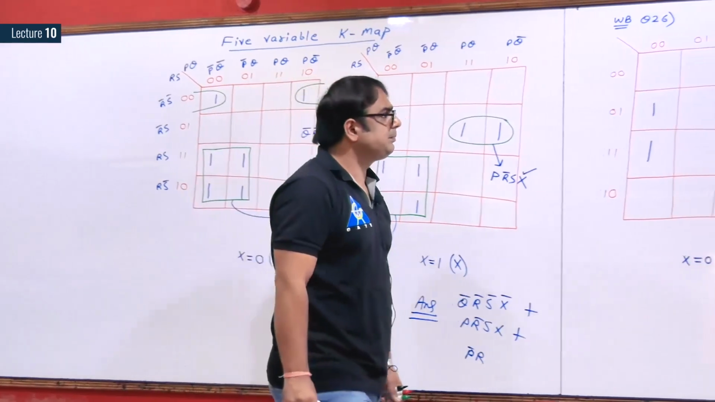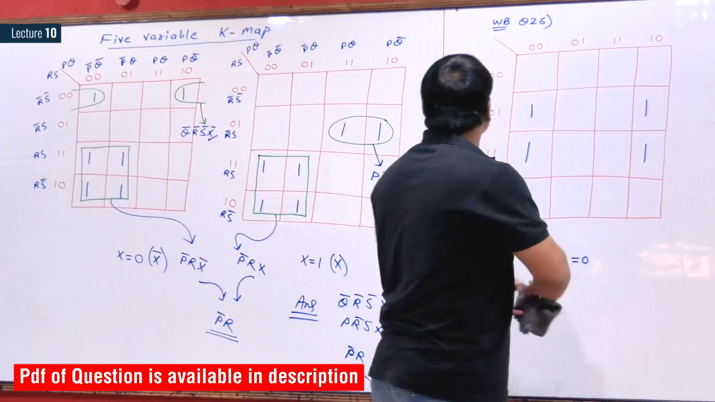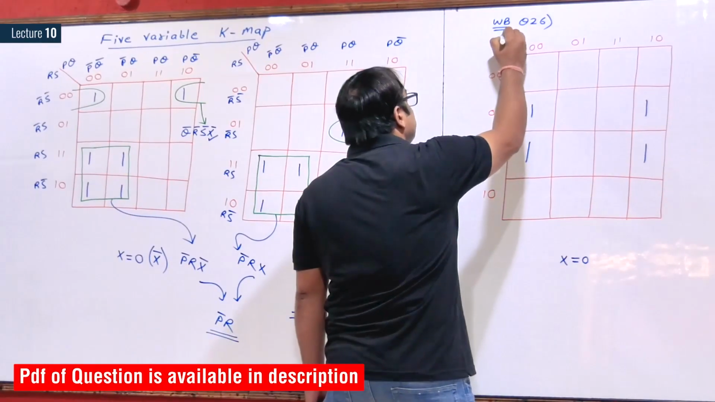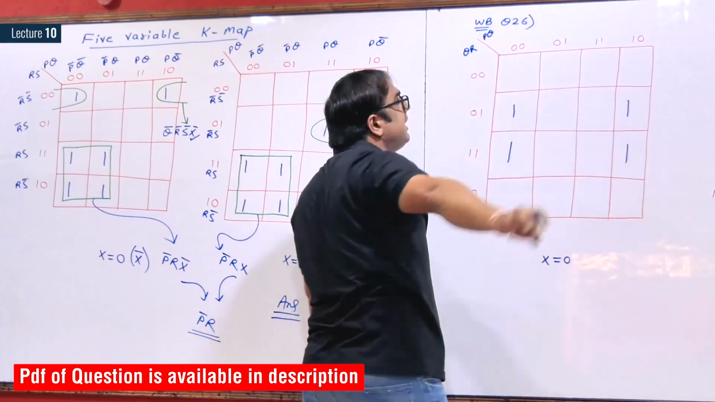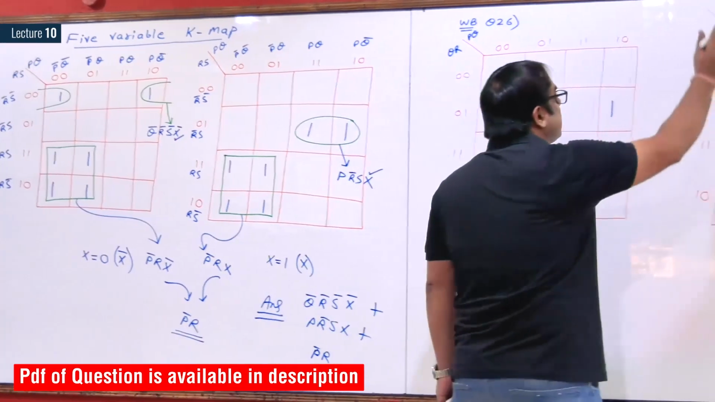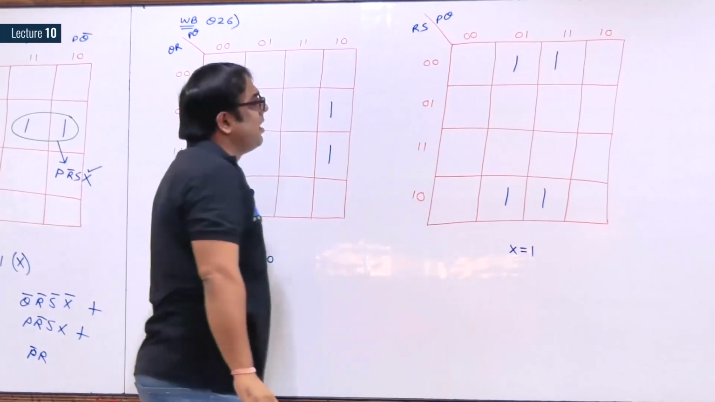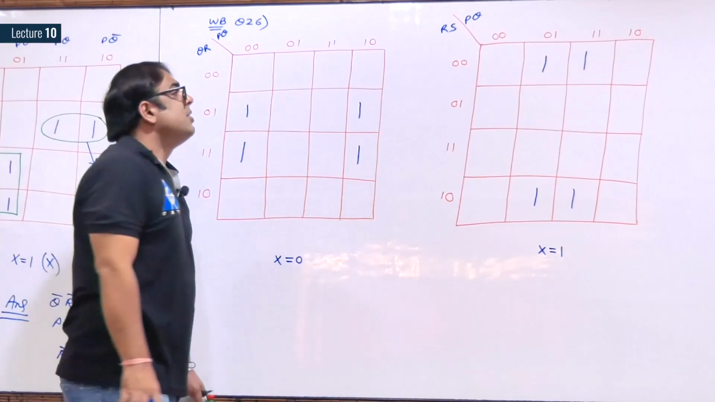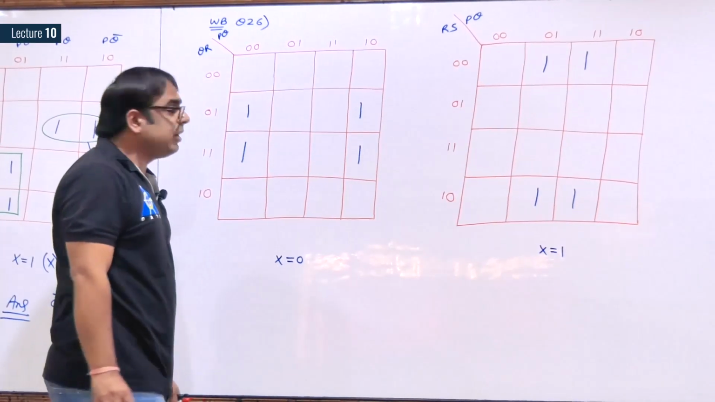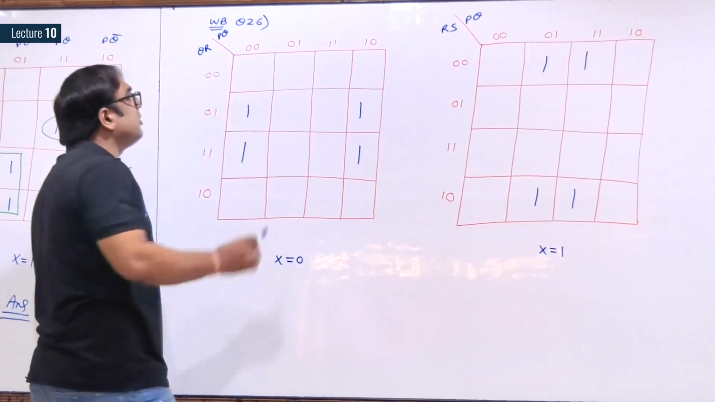Now you see here. This question was given in the GATE exam. You can see it in your workbook, question number 26. A 5 variable K-map came in the GATE exam. So, question number 26 of your workbook. See, first let me complete the structure of the K-map.